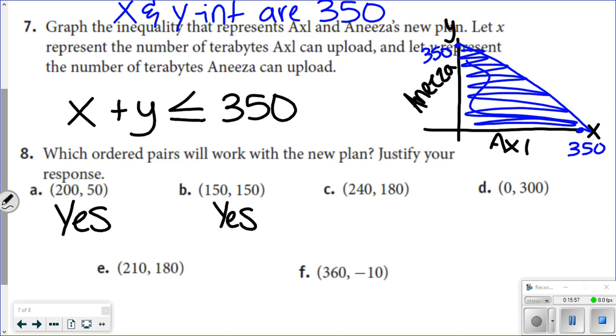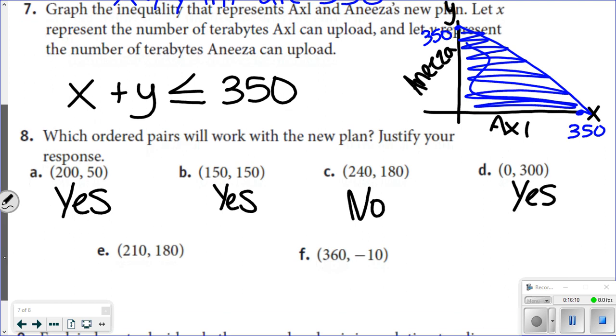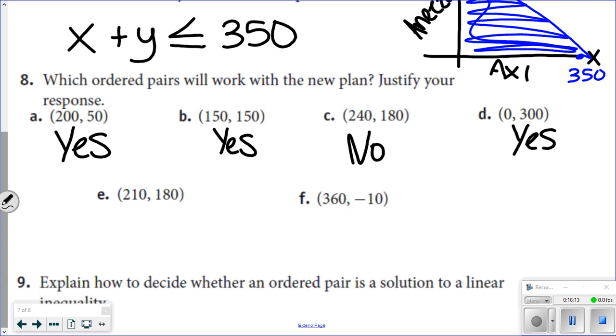Question C, is it less than or equal to 350? Nope, doesn't work. D, yes, it works. E, no, it doesn't work. F, when we add these two things together, what do we get? We get 350, but let's think, this is a story problem.